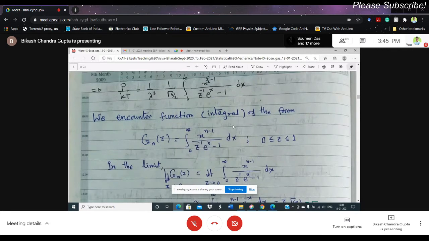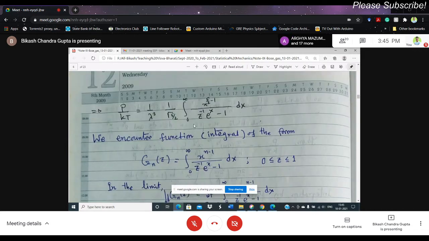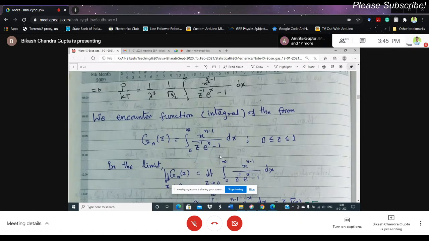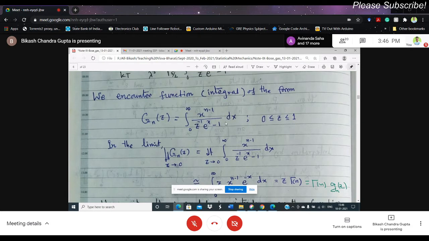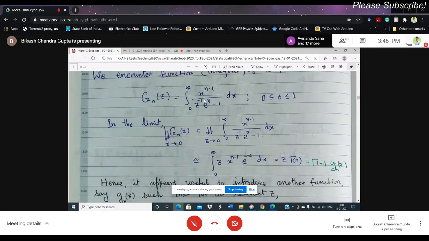Now let us write a function g_n(z), which is basically x to the power n minus 1, it is 5 by 2, it is a general formula, n minus 1 over z inverse e to the x minus 1 dx, from 0 to infinity, where z is between 0 and 1. In the limit z tending to 0, what is the value of this when z tends to 0?